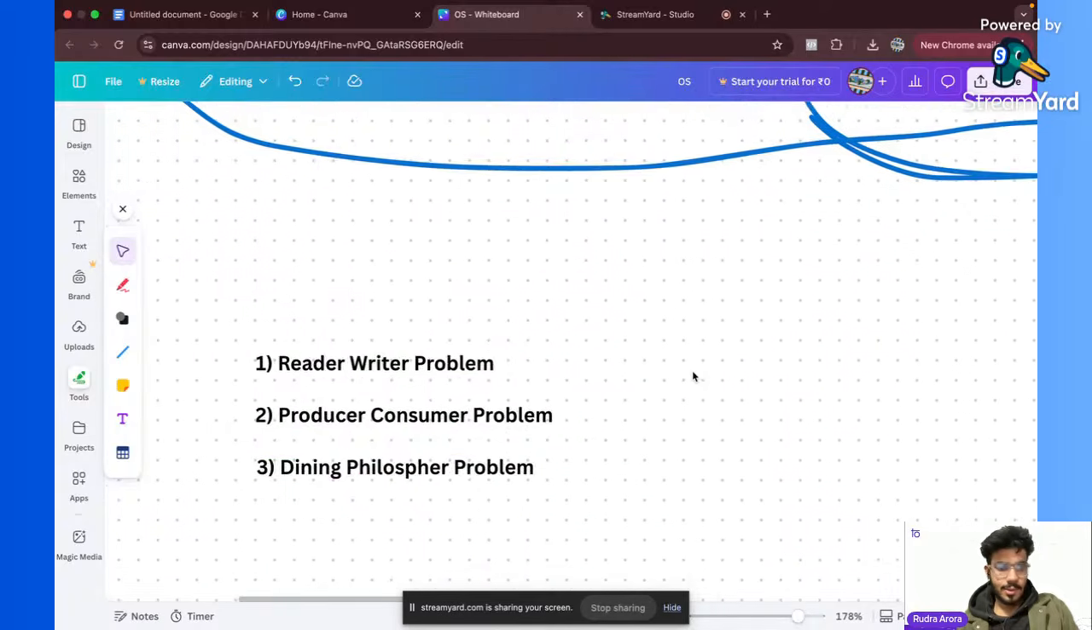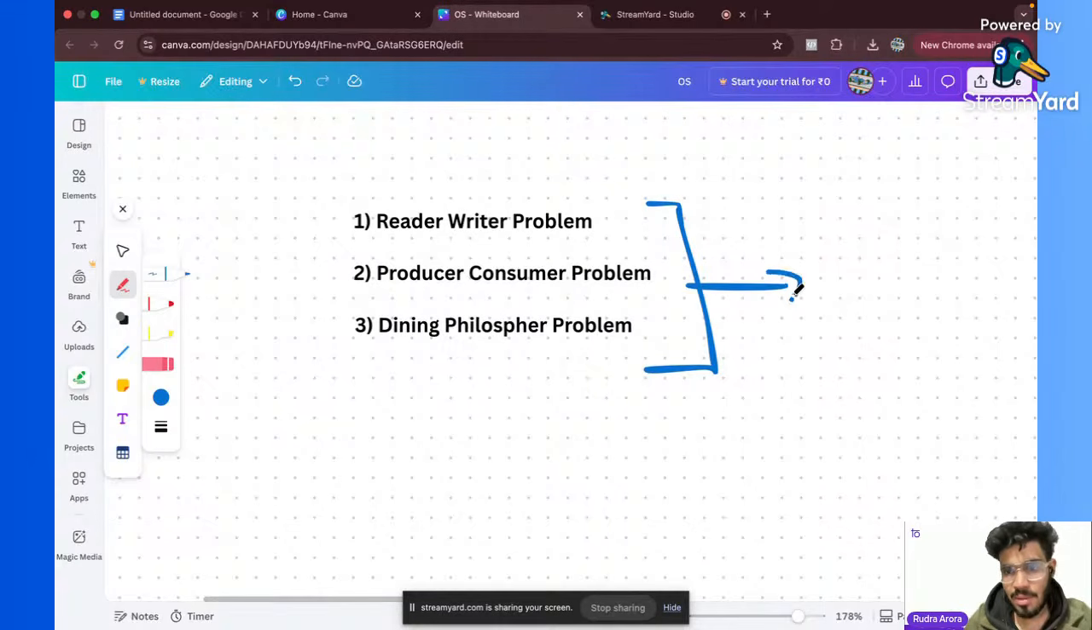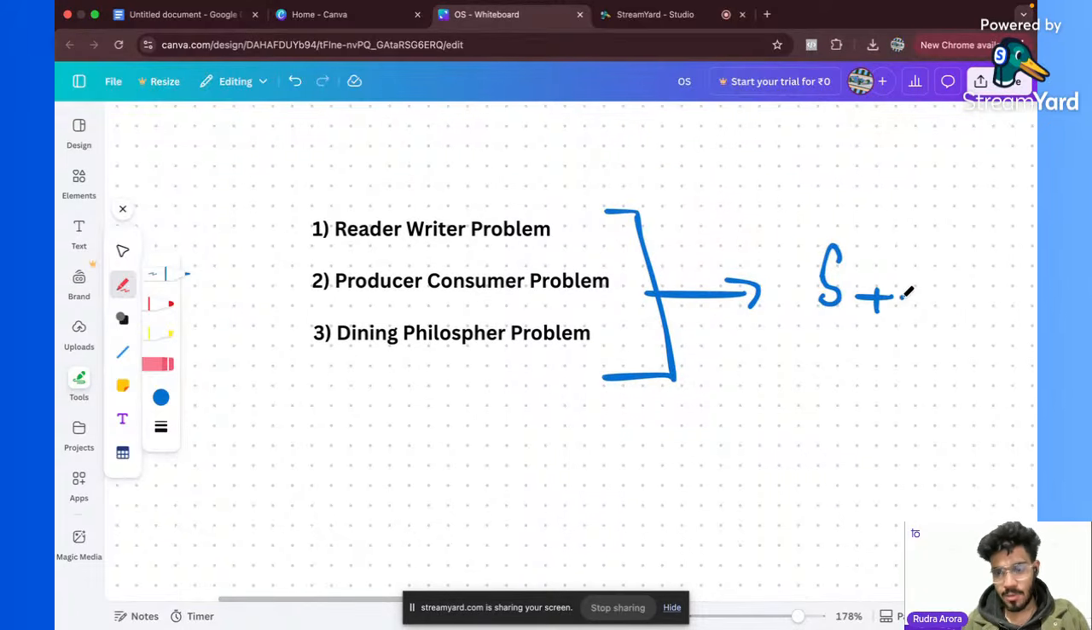So before that, I'll give you a brief intro of all these three. These three are actually based on race condition, and you will see that the solution of all three is provided using semaphore, semaphore plus mutex. Not always these two together, but you will see that the problem solution would be provided by this.